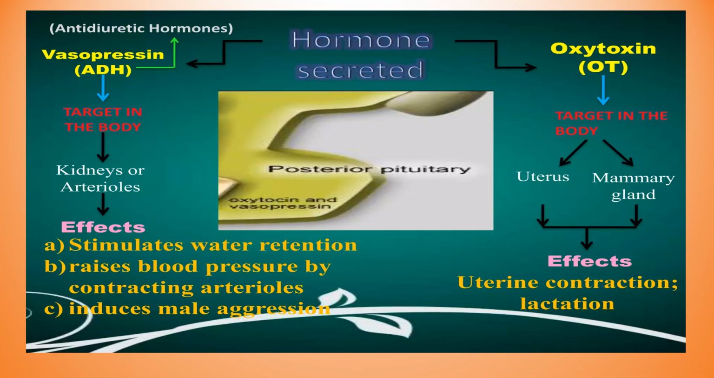The hormone secreted in the posterior pituitary is antidiuretic hormone, that is vasopressin. It has a target in the body, the kidneys, where it stimulates water retention, raises blood pressure by contracting arterioles, and it also induces male aggression. On the other side, oxytocin has its target in the uterus and mammary gland, and mainly it affects uterine contraction and lactation.